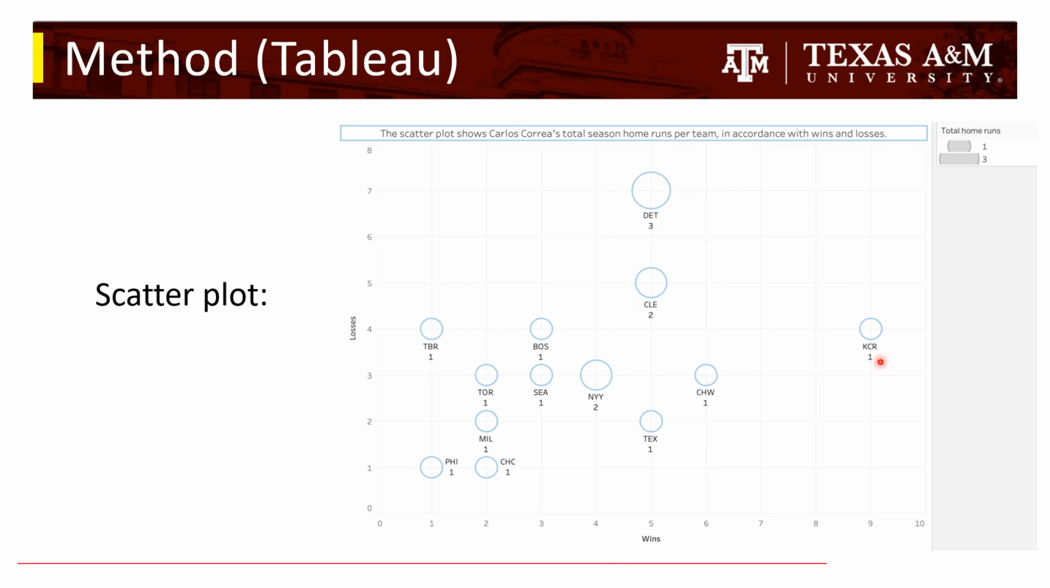And the team that they beat the most that season, the Kansas City Royals, Correa only managed to hit 1 home run against them. So we can't necessarily say that it was significant in the total win and loss factor. But we'll talk a little bit more in the next slide about the Detroit Tigers and how that kind of plays into the whole mix.